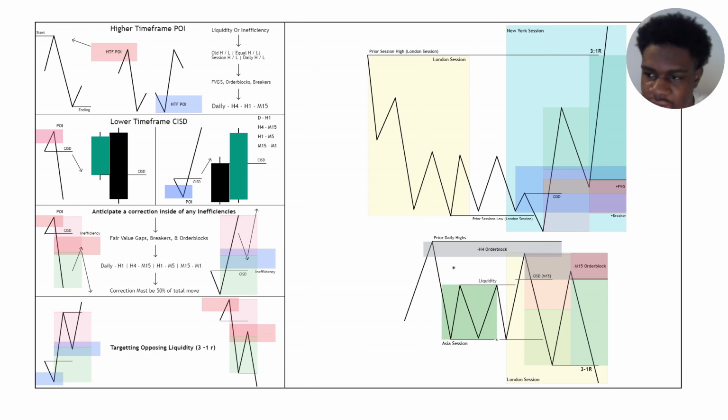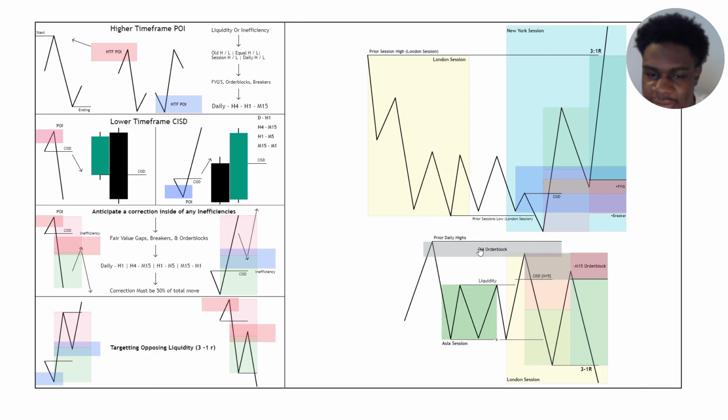which we then take the trade for a continuation to the upside for a 3-to-1 back above those London session highs. For this bearish scenario, we see price consolidating during the Asia session. We get this run higher during that London session, tapping into a 4-hour bearish order block. So the 4-hour, like we mentioned, we want to look for a 15-minute CISD and a 15-minute inefficiency.